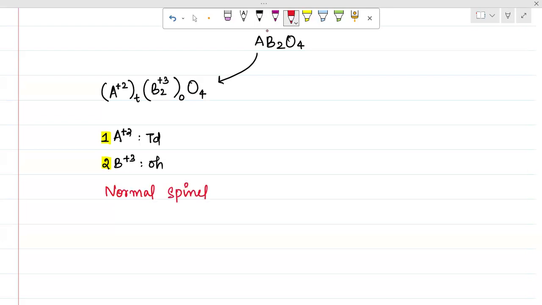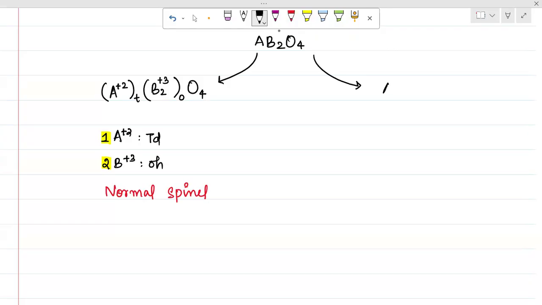So the application that we are trying to learn is to predict the site selection of the spinel. If some spinel is given to you, you have to predict whether A +2 will occupy the tetrahedral site or the octahedral site, which you find out through CFSE.